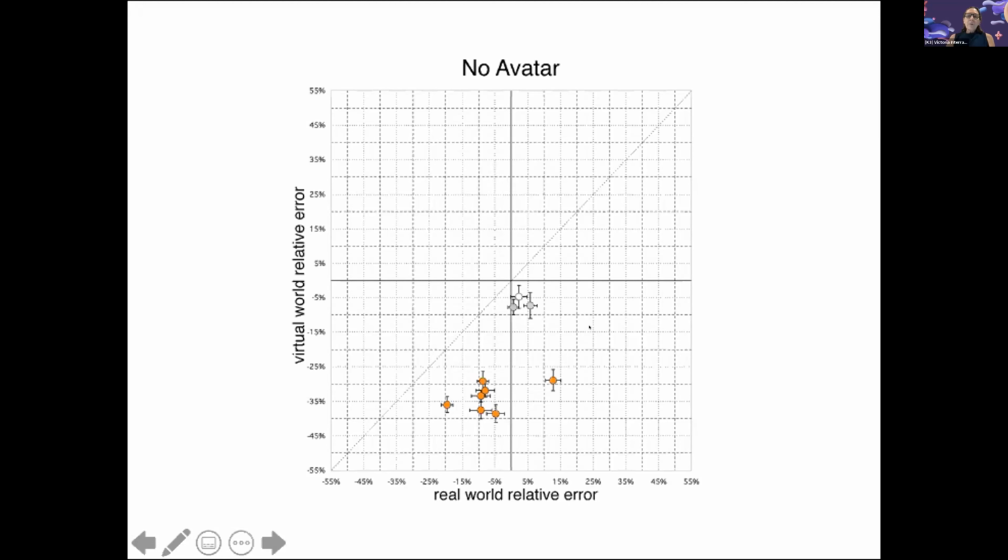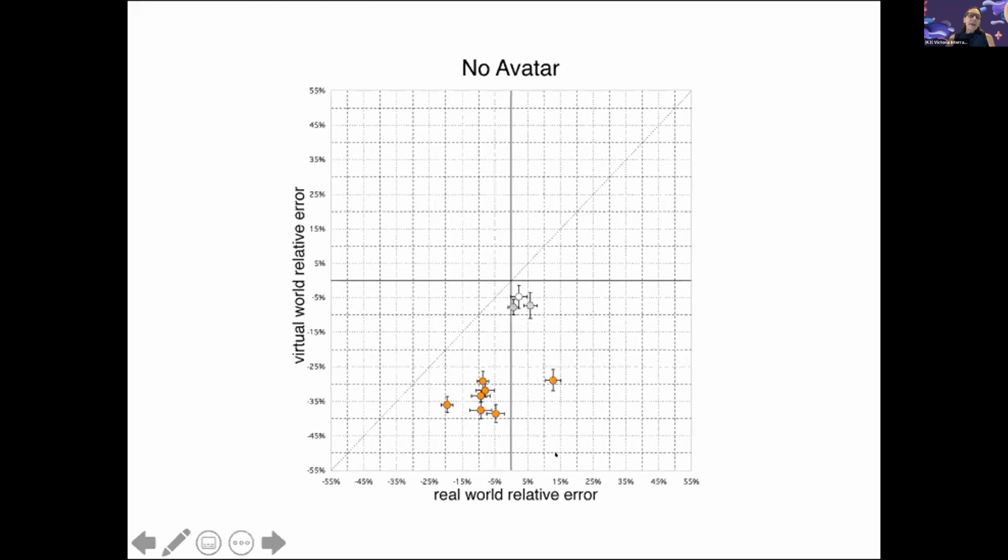All of the points that fall below the diagonal line represent situations in which participants walked shorter in VR than in the real world. So what you can see here is that we've got a few people, represented by the white and gray points, whose performance was not statistically significantly different between the real and virtual environments. And this is really common. We find this in almost all of our studies. There's always just some people who are just spot on.